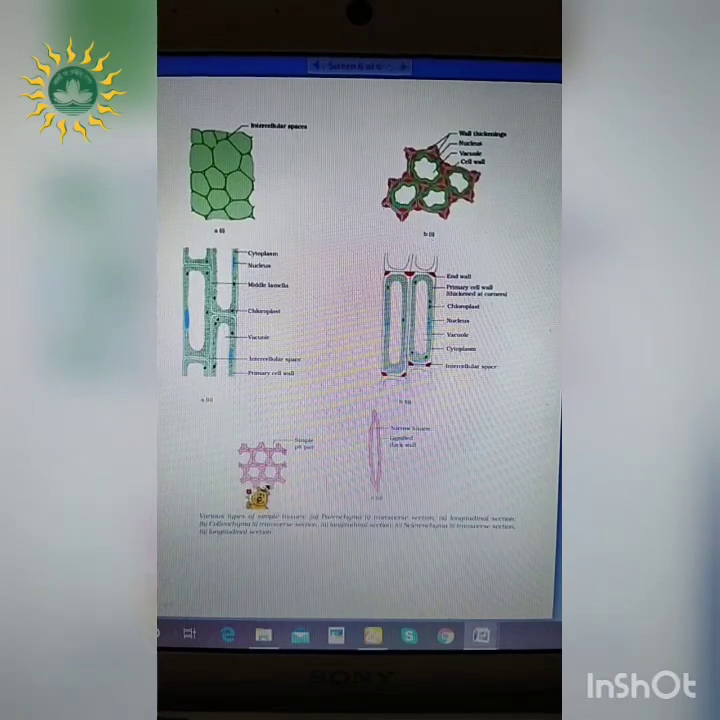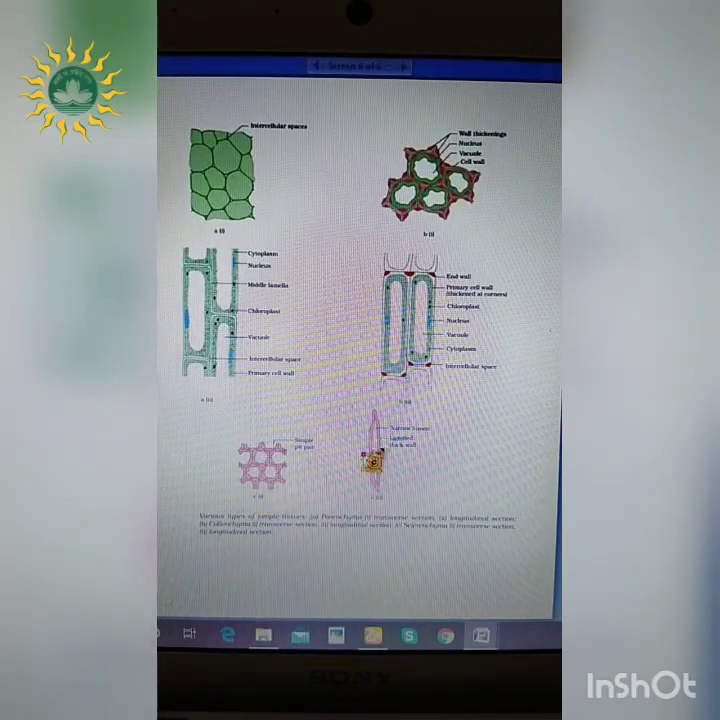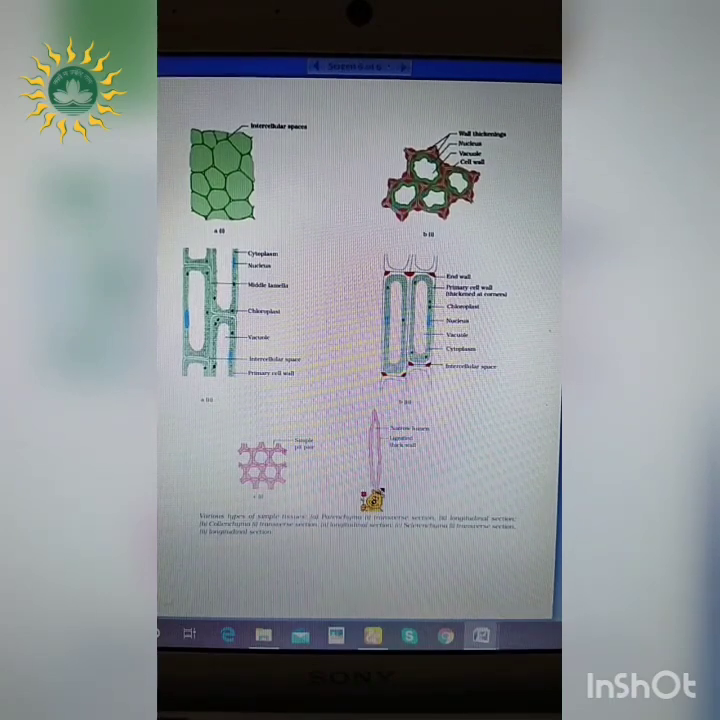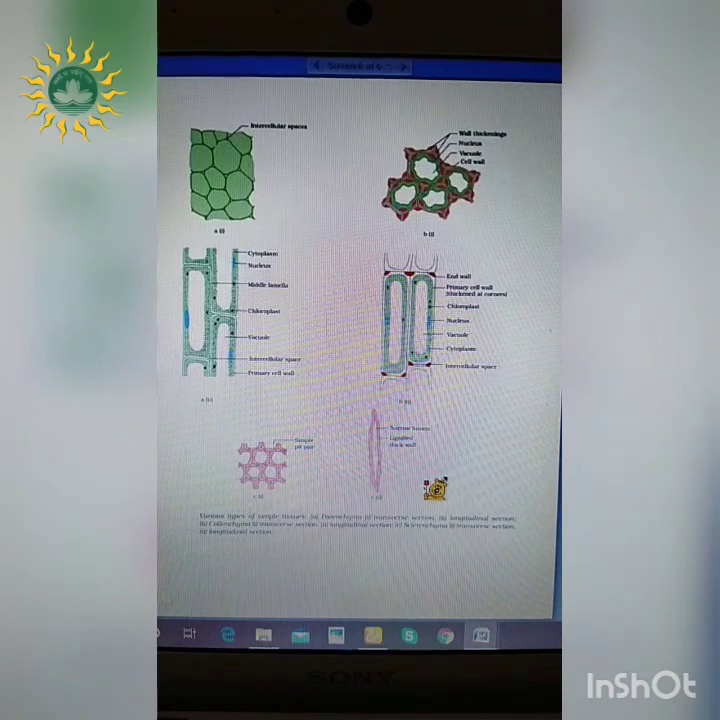Apart from this, here you can see the sclerenchyma, it has a narrow lumen, right? The lignified cell wall, you can see it is thick in nature because of the presence of lignin, and it is providing mechanical support to the plant.